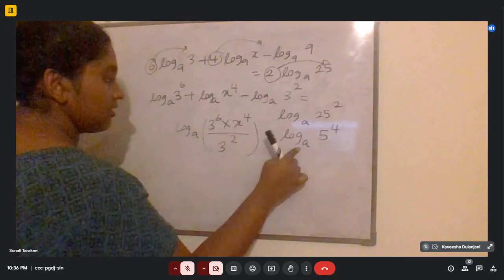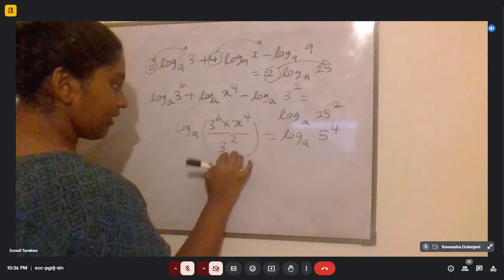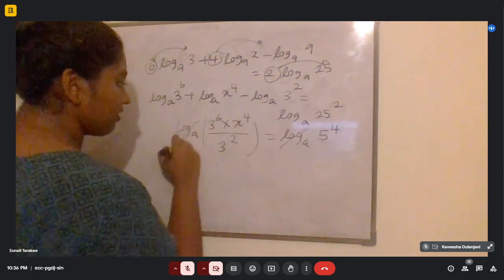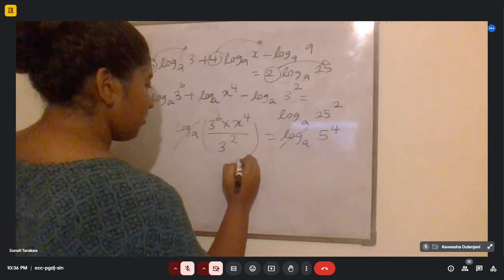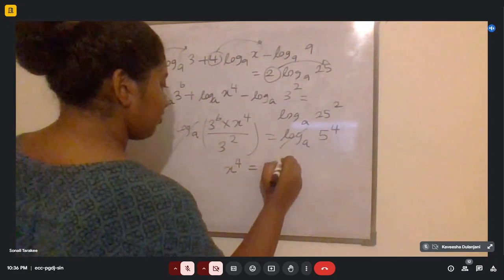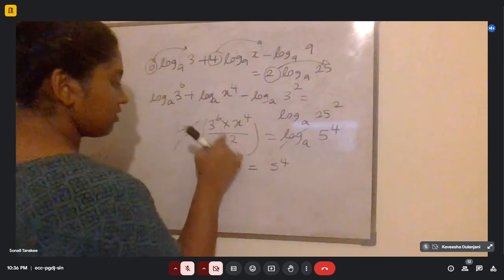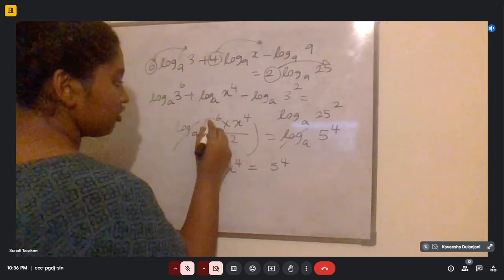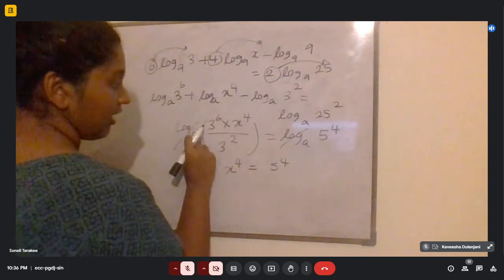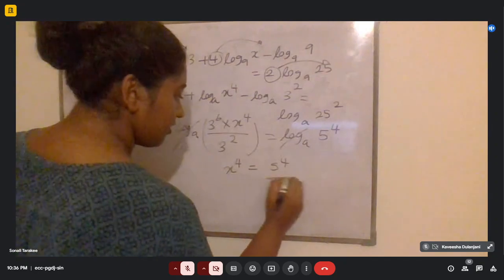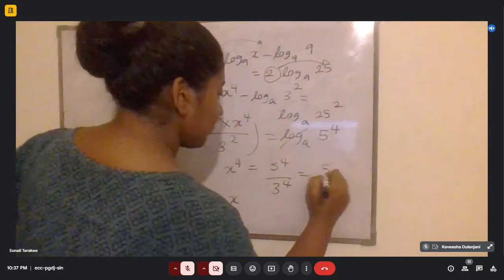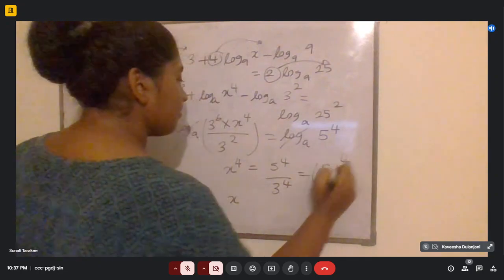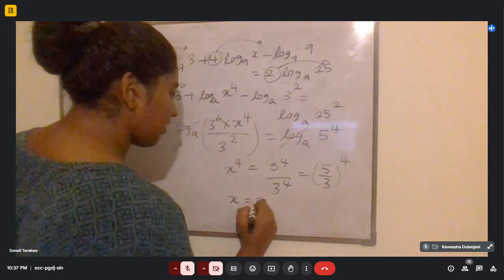Now, because the bases are the same, you can equate these two. We can cut the log here. Then we have x to the power 4 equals 5 to the power 4. Once you simplify this one, you have 3 to the power 4 remaining here. I'm taking that to the denominator, then you have 3 to the power 4. That means 5 over 3 to the power 4. Therefore, x equals 5 over 3.